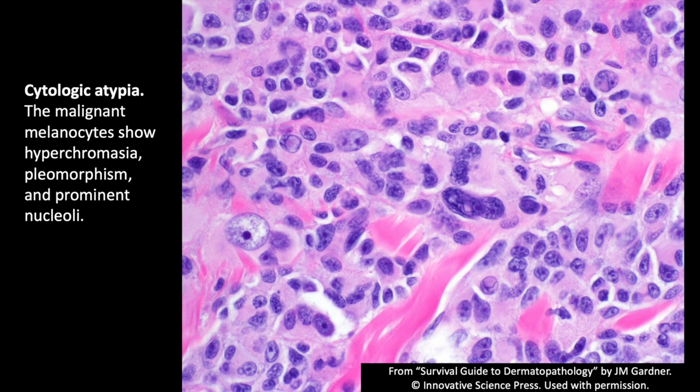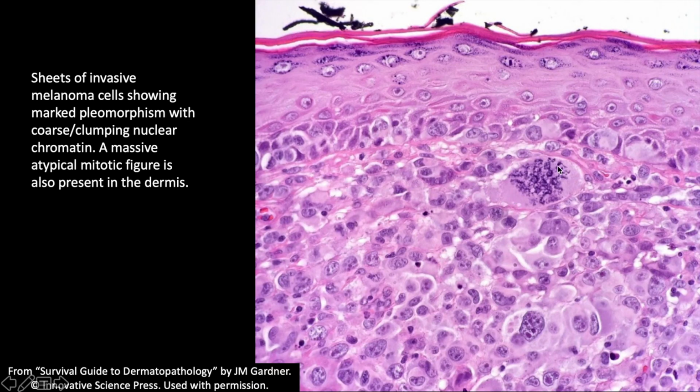Obviously, if we see big, ugly, atypical cells, I'm going to be very concerned for melanoma, or if I see dermal mitoses, particularly massive, atypical ones like this. So these are obviously all very dramatic examples. In real life, it can be a lot more nuanced and subtle.